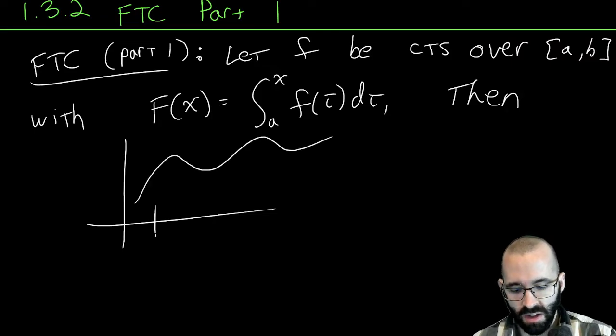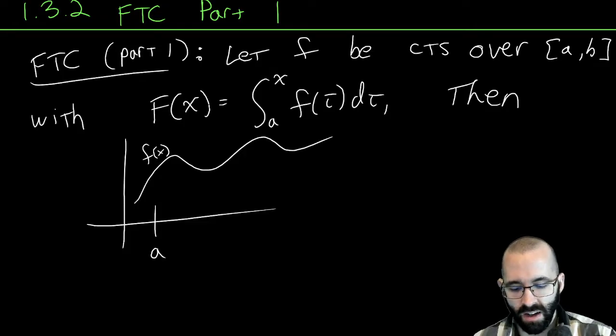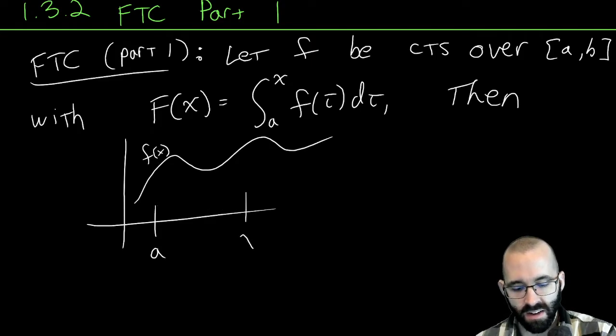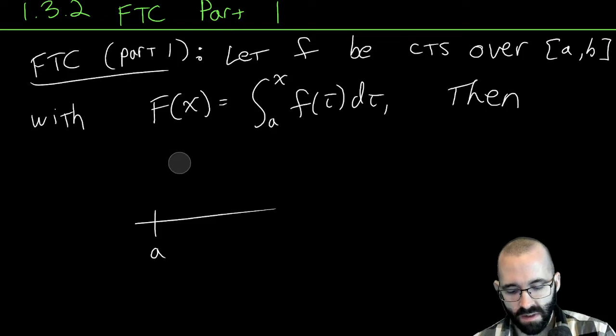Maybe let's look at a function. Maybe here's a. So this capital F, and again, this would be lowercase f here, is a function, and this capital F will give us the area at any point. So if this is our x, it gives us this area. But maybe we make x a little bigger. Then capital F gives us this area. So whatever little x is, capital F is going to give us the area up to that point.